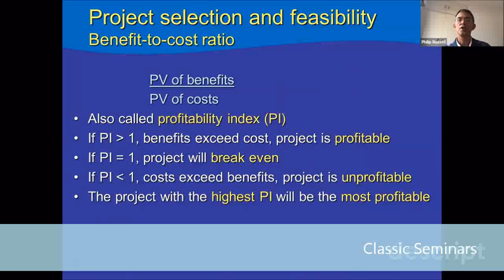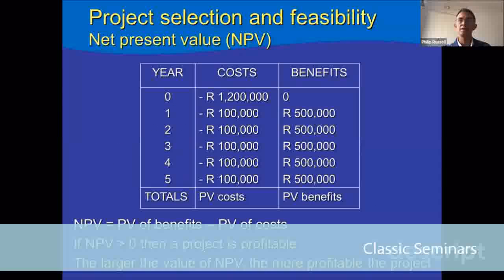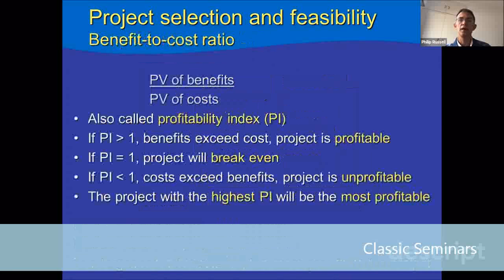So what is the benefit to cost ratio? Again, we're going to be looking at similar things to this, but we're not going to be subtracting them to get a net present value. We're going to be looking at the benefit to cost ratio, or the profitability index. Same thing. So BCR and PI are the same thing. BCR is the benefit to cost ratio, which is PV of benefits over PV of costs. And that is also the formula for the profitability index. So if we have a profitability index of 1, then the project's going to break even.